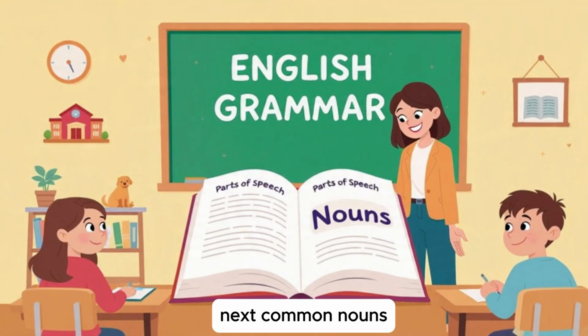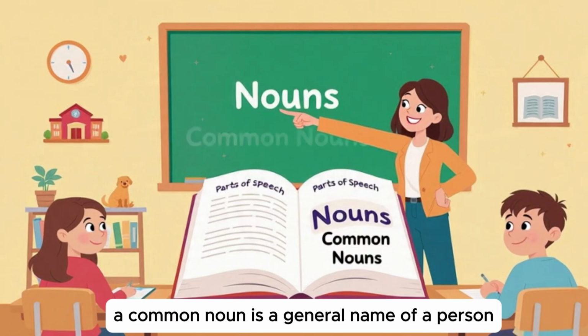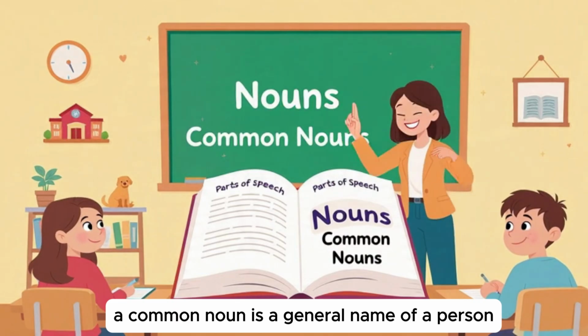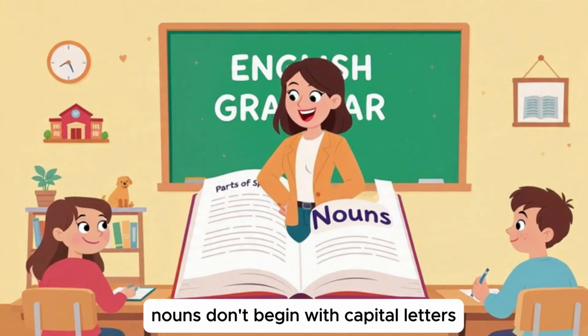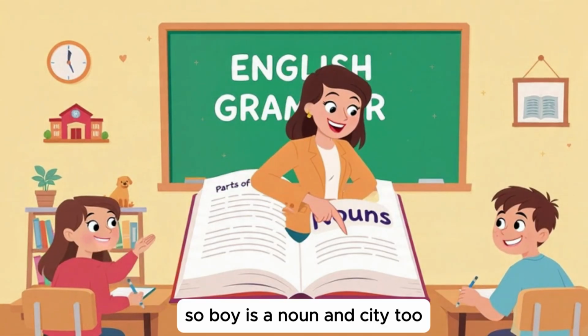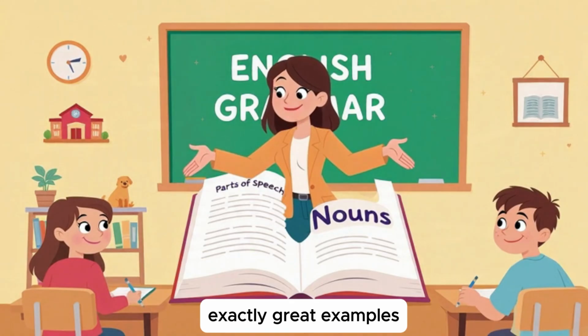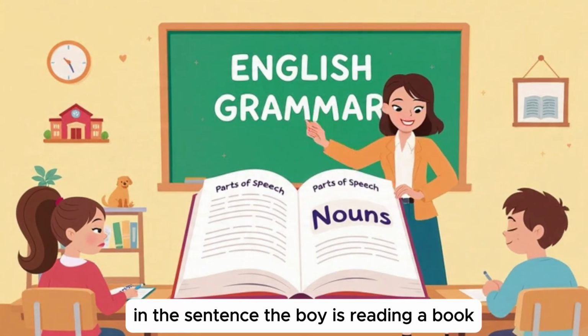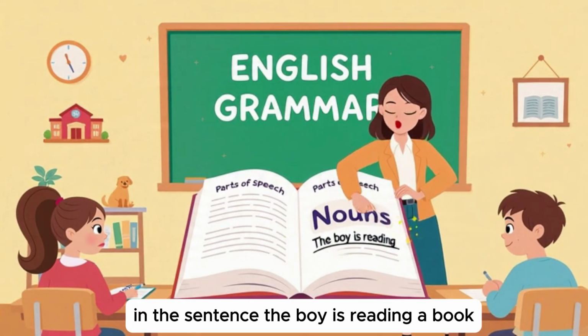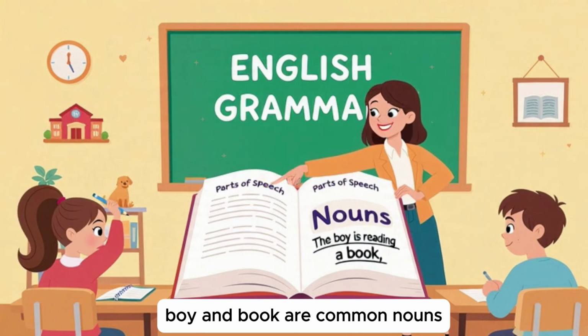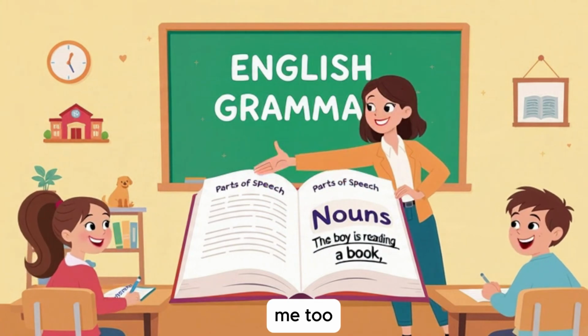Next, common nouns. A common noun is a general name of a person, place, or thing. Common nouns don't begin with capital letters. So, boy is a noun? And city too? Exactly. Great examples. In the sentence, the boy is reading a book. Boy and book are common nouns. Oh, I see.